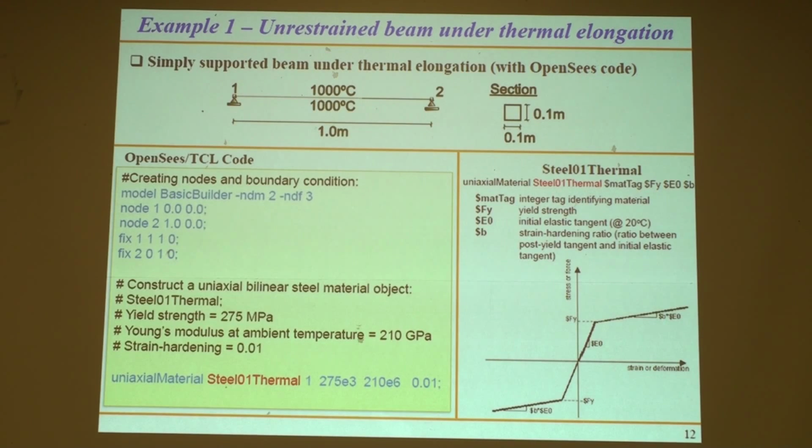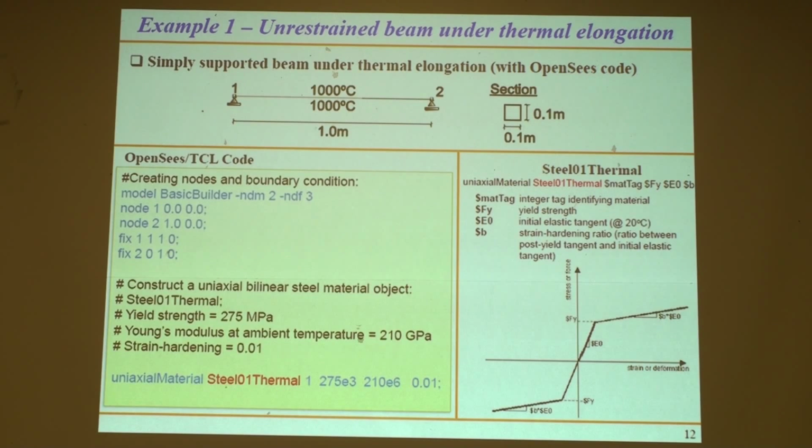At the left, I have a pin, and at the right, I have a roller. And along the cross-section of a bar that's 0.1 by 0.1, we're going to apply, at the top fiber, at the bottom fiber, and throughout the section, the same temperature of 1000 degrees Celsius. So we're going to start increasing that temperature until we reach 1000 degrees Celsius. And we are going to use Steel 01 thermal.